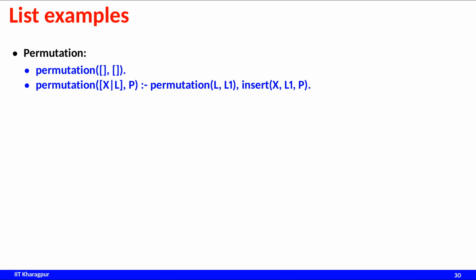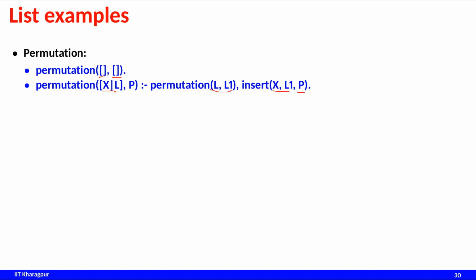So similarly, if we want to describe the permutations, we can define it in this way. There are many ways, so this is one of the ways. If it's an empty list, that results into empty list, and if I have x as head and a list, this permutation can be a permutation of L, and I insert x in L1 to get a new permutation, to get the permutation P. And I have to define the insert also. So this insert is nothing but inserting an element in every place of L1.